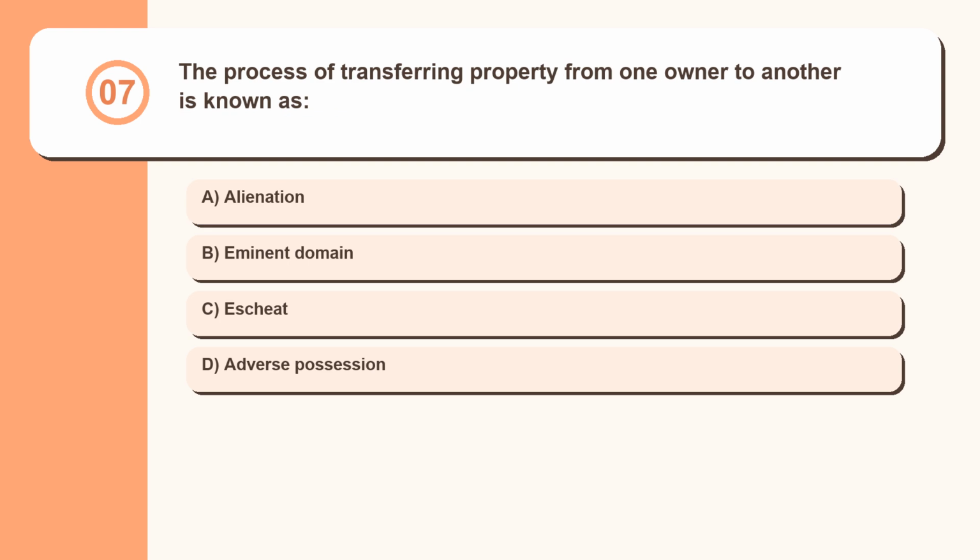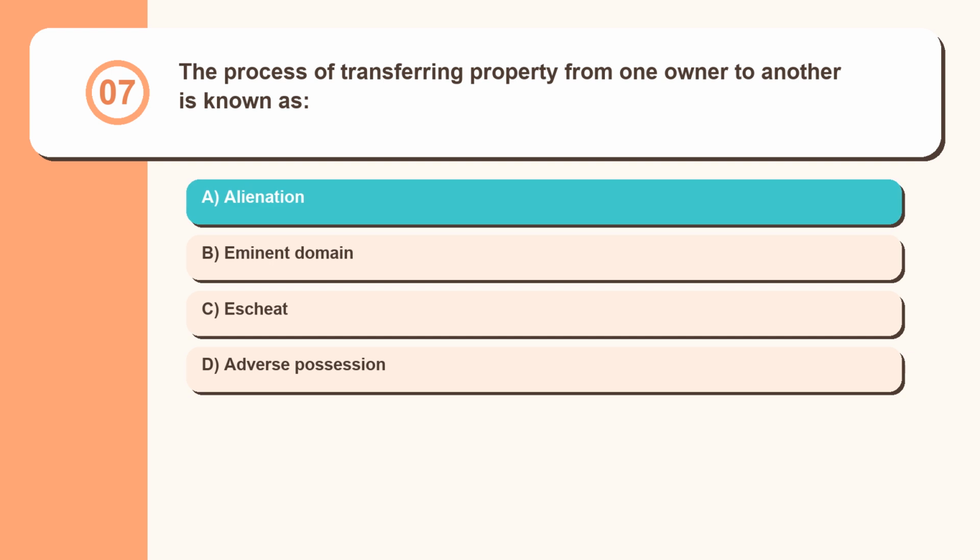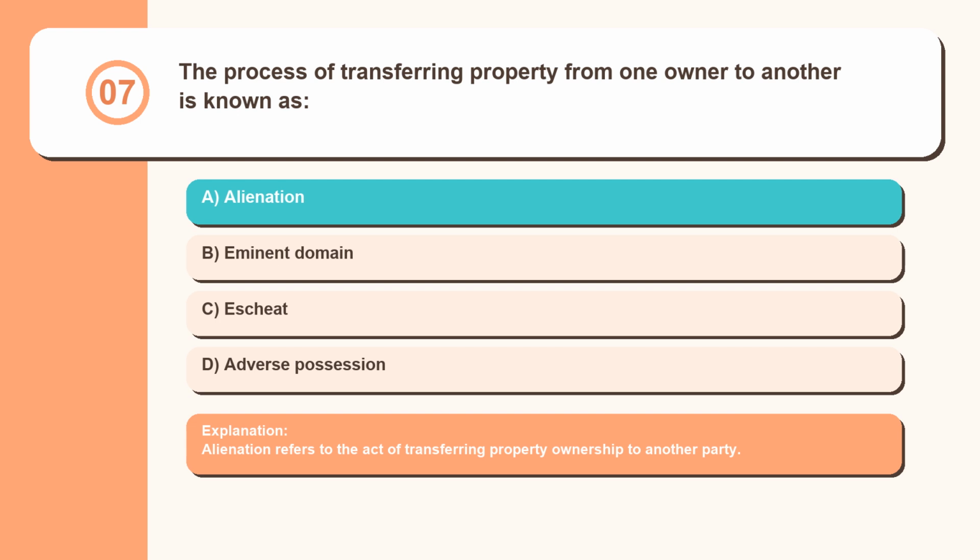Question 7. The process of transferring property from one owner to another is known as alienation, eminent domain, escheat, adverse possession. Alienation refers to the act of transferring property ownership to another party.